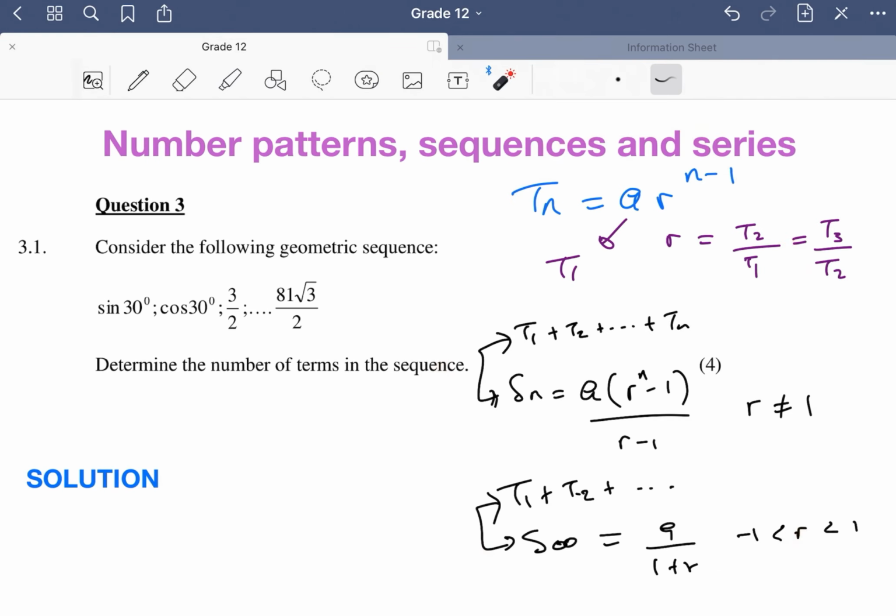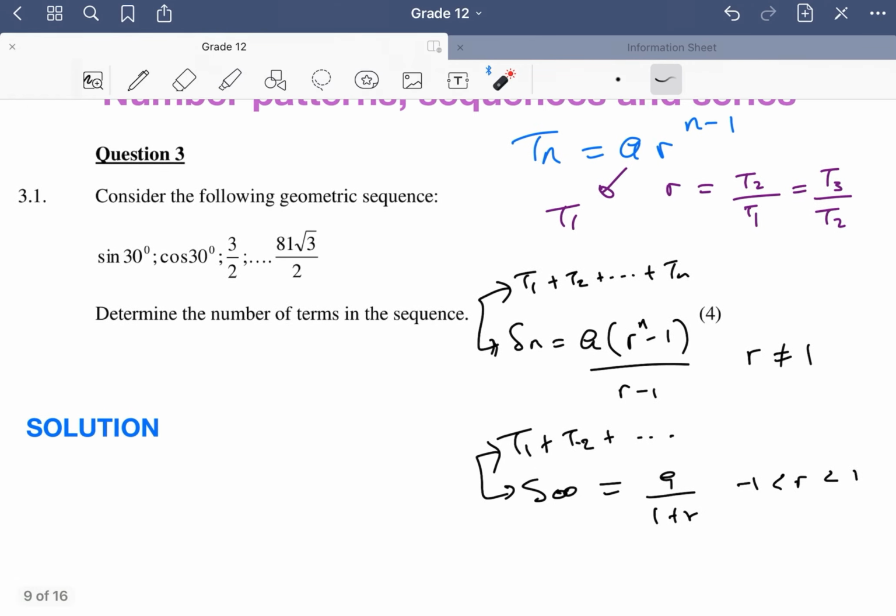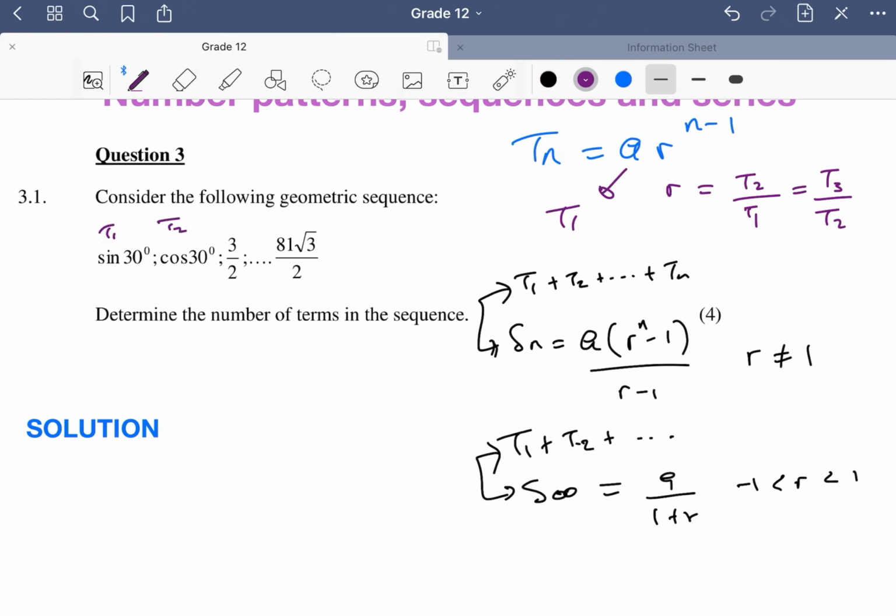on geometric sequences and series. But then here in question 3, they say consider the following geometric sequence. You have our first term, our second term, our third term, and our last term, Tn. Now determine the number of terms in the sequence. And remember, in our previous video, I mentioned that when you talk about terms, we talk about n.